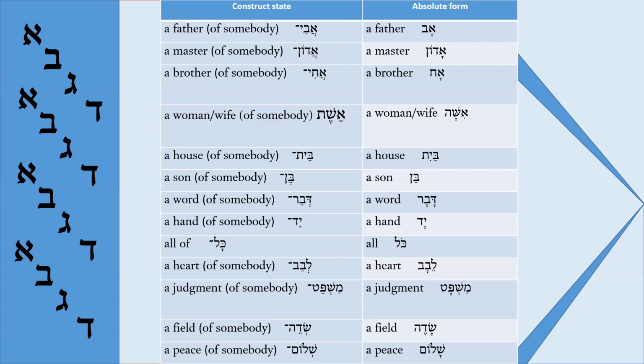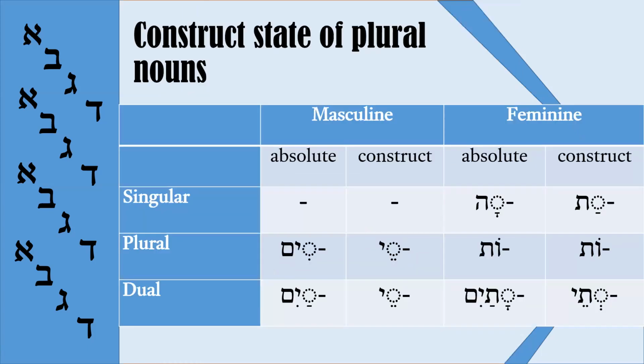And as I told you, the short vowels, especially when they are in a closed syllable, they are not reduced. And the matres lectionis are not reduced because they have a privileged position in the language, so they cannot be reduced. Okay, so let's continue. And now let us speak about the plural form, construct state of plural form.